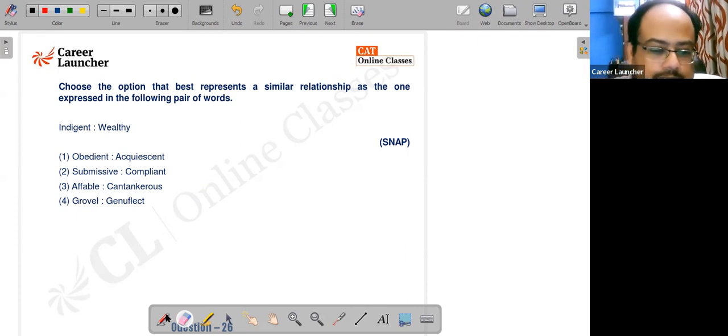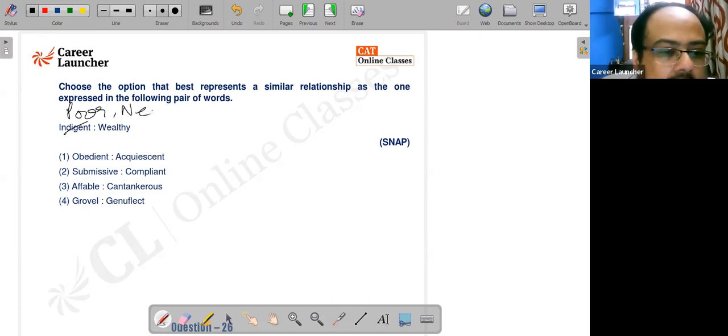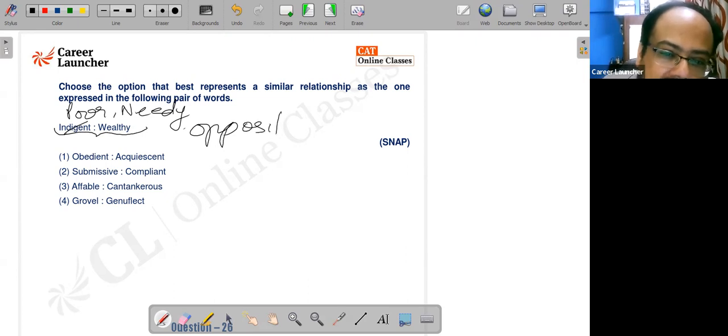Okay, let's discuss. The first question, question 26. Indigent to wealthy. The word indigent refers to someone who is poor or someone who is needy. So if I look at these two words, these two words are opposites.